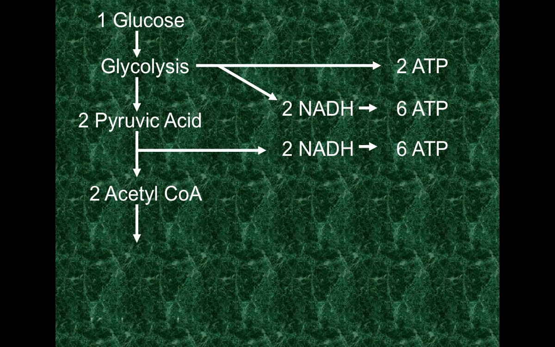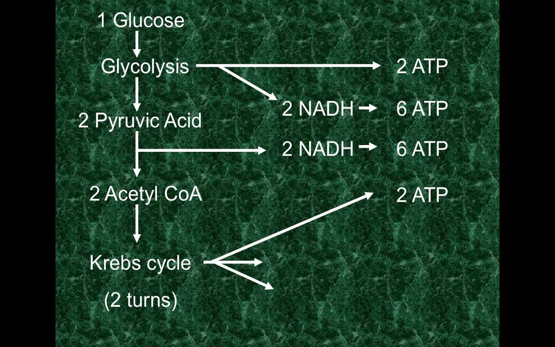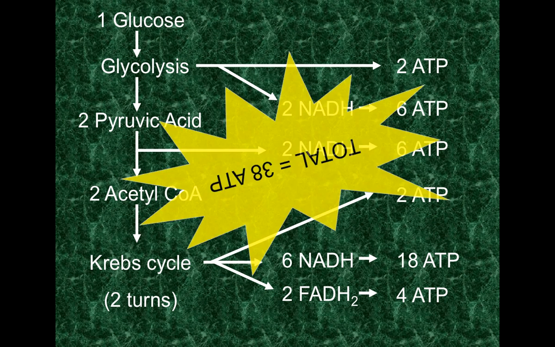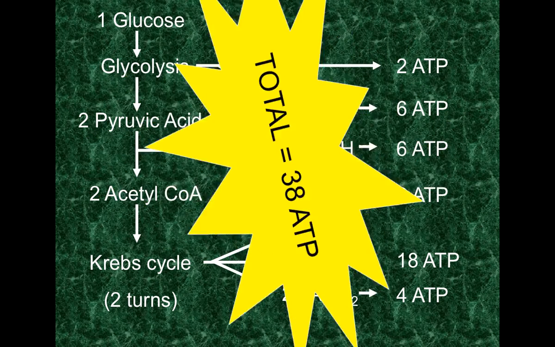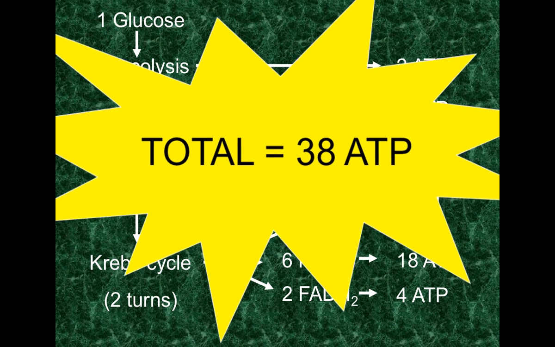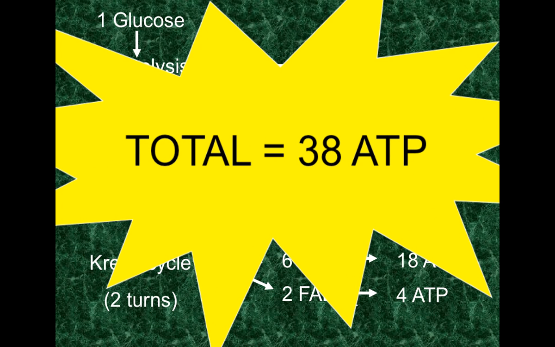We don't need to worry about that, but we get 2 turns of the Krebs cycle, and this directly produces 2 ATP, 6 NADHs, and 2 FADH2s. The 6 NADHs give us 18, and the 2 FADH2 give us 4. So when we total that up, we get a grand total of 38 ATP. Now compare that with the 2 ATP that we get from fermentation, and this is why aerobic respiration is so much preferred by cells over fermentation.